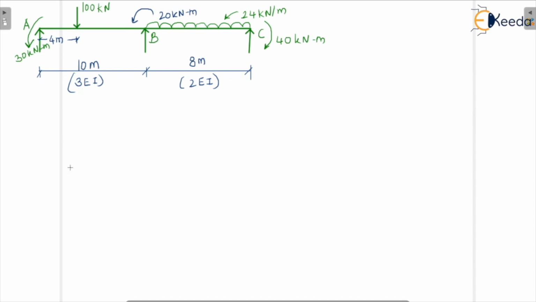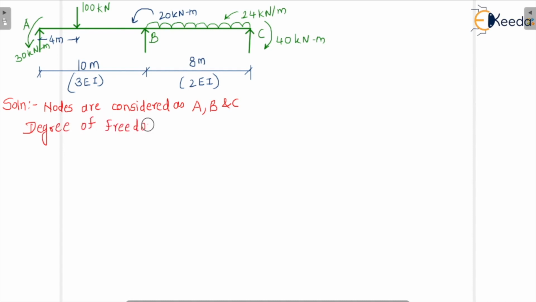Now let us consider the nodes. Let's decide the nodes at A, B and C. So what is the degree of freedom? The degree of freedom is 3: 1, 2, 3. Let us write down the degrees of freedom: theta A, theta B, theta C.